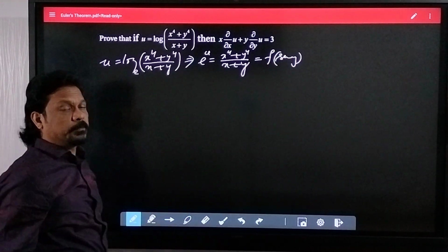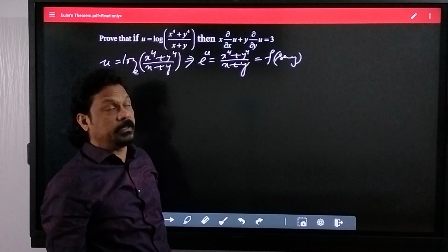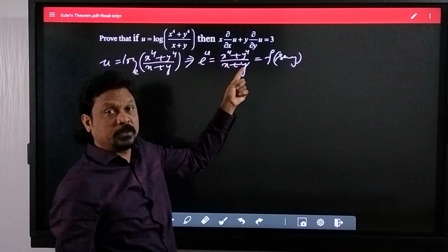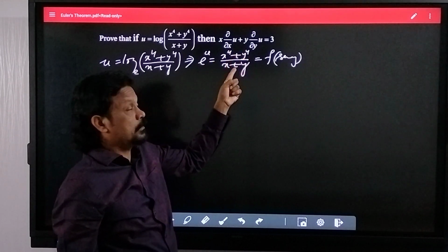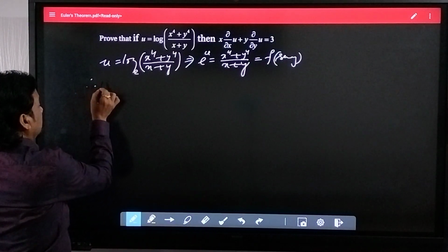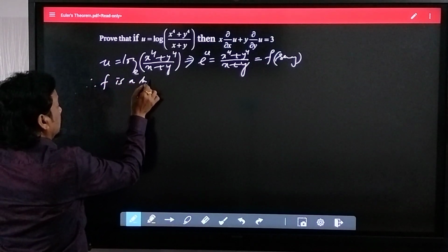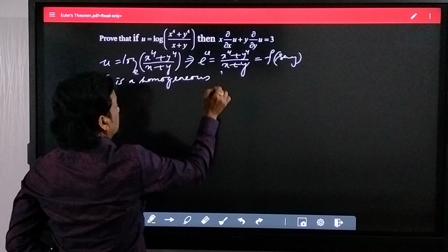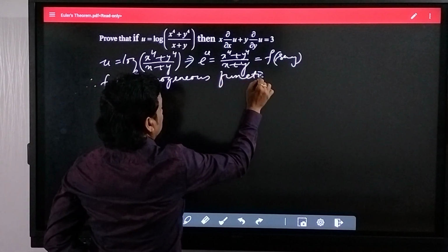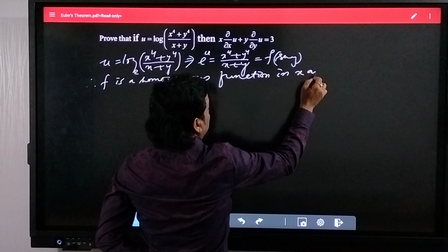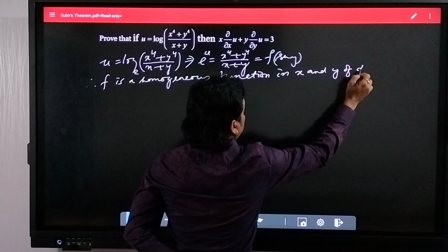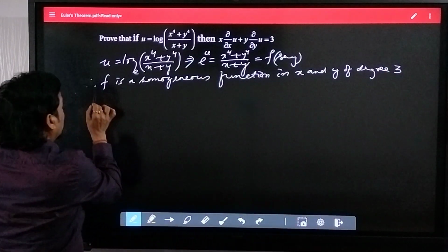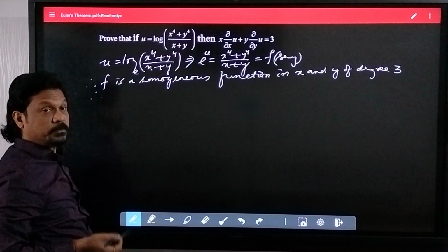That means here f is in the form of p by q, and here p is a homogeneous function of degree 4 and q is a homogeneous function of degree 1. So that means f is a homogeneous function of degree 4 minus 1, it is 3. Okay. So therefore f is a homogeneous function in x and y of degree 3. Okay. So now we can apply Euler's theorem because f is a homogeneous function.